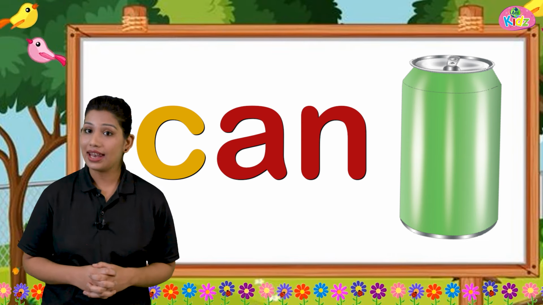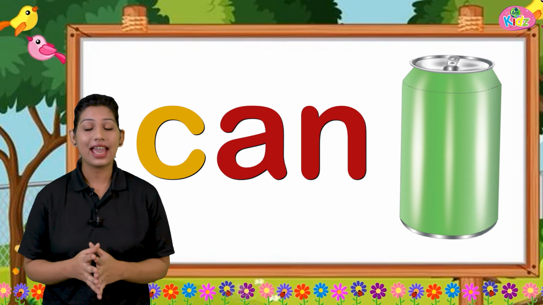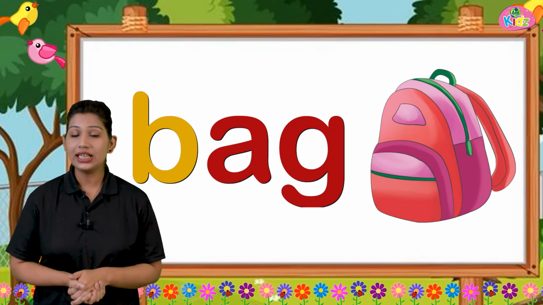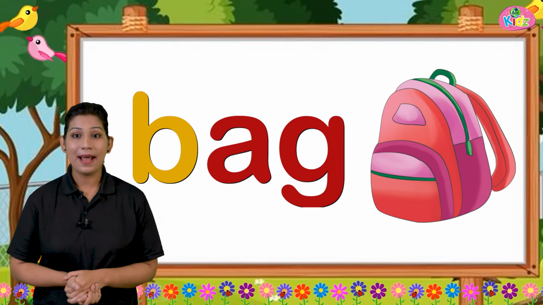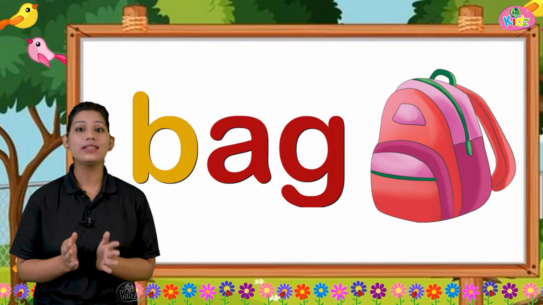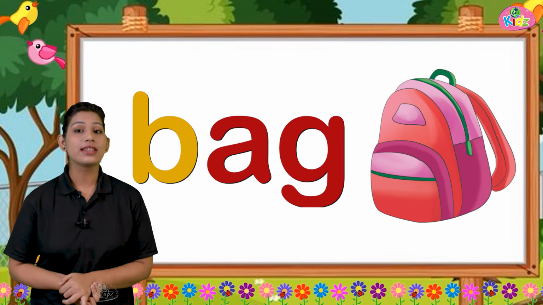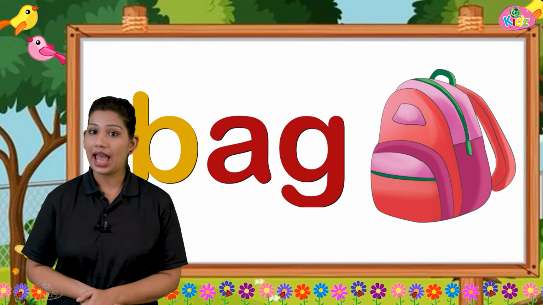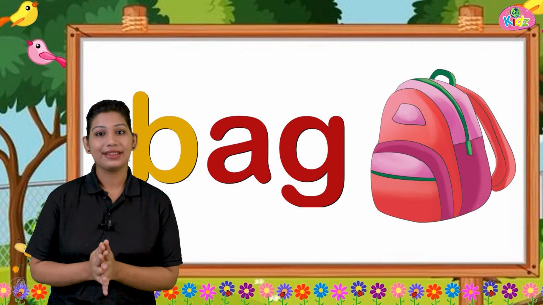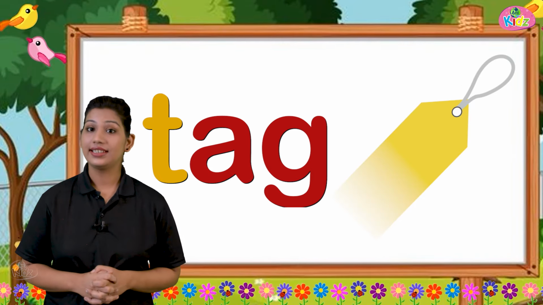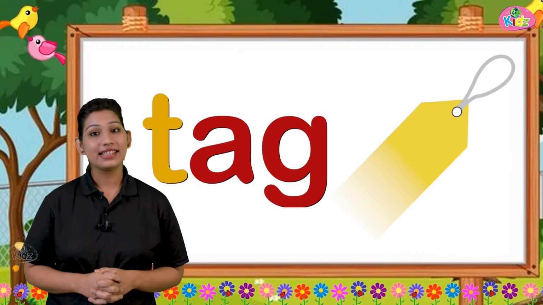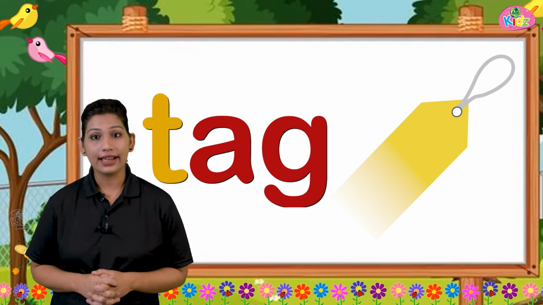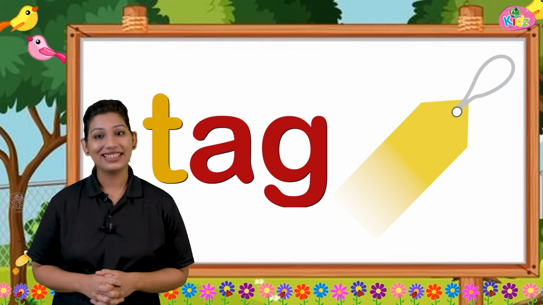An, an. K, an, can. Next is b, a, g, bag. You all know B sounds b. Ag sounds ag. B, ag, bag. Next is tag. T, ag, tag. T sounds t. Ag sounds ag. T, ag, tag.